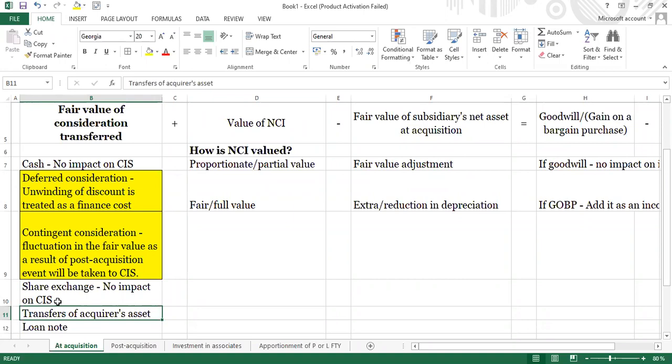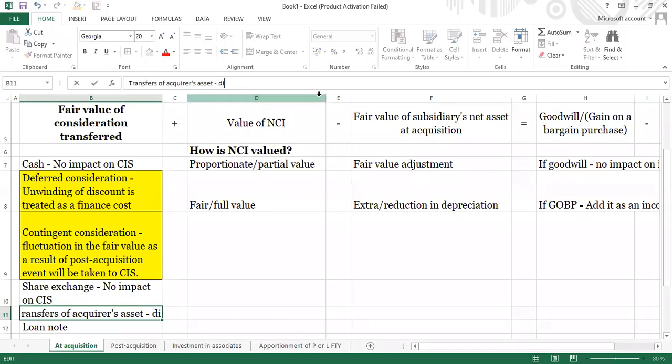So it involves me, the acquirer, transferring an asset to those owners. How does this affect the income statement? Transfers of acquirers affect the income statement in this way. Under IFRS 3, the standard requires that the difference between the carrying amount of that asset that you transferred and the fair value of that asset that you transferred should be taken to your profit or loss account. So that is how it affects the income statement.